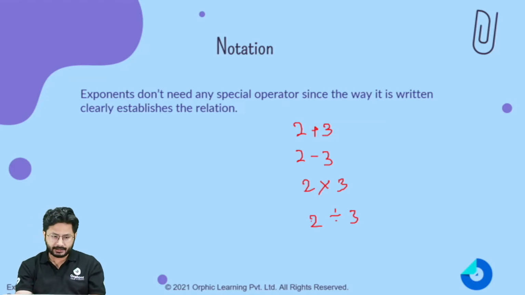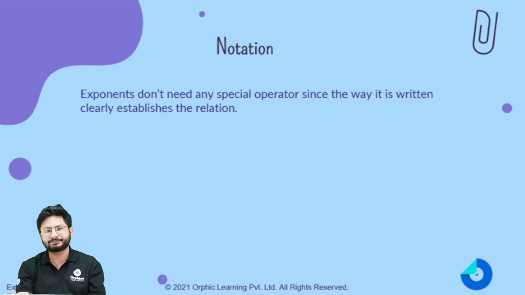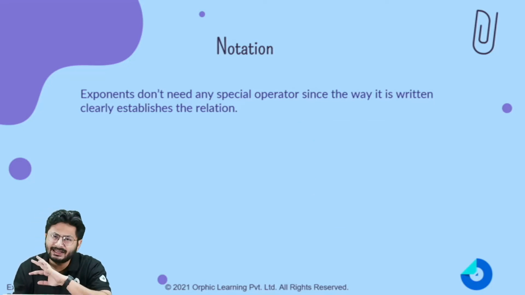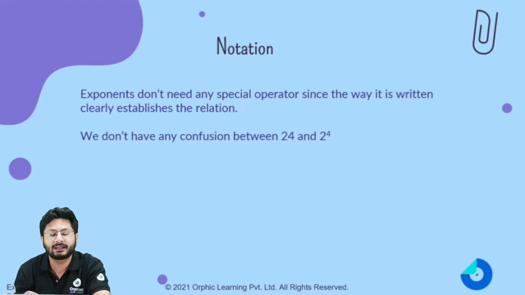Okay, but for exponents there is no special sign. Since it is written in a special way that clearly establishes the relation, we don't need any special operator. We don't have any confusion between 24 and 2 to the power 4, right? It is quite obvious that 24 is a number where 2 is at the tens place and 4 is at the units place, but in 2 to the power 4 we see that 4 is in the superscript and 2 is the base. So it is basically 2 to the power 4, or 2 into 2 into 2 into 2, right?